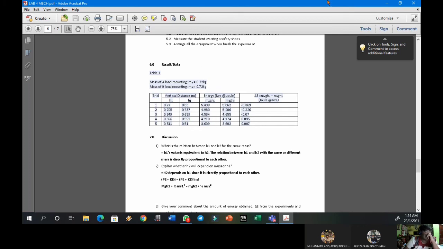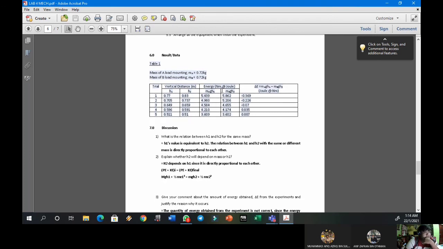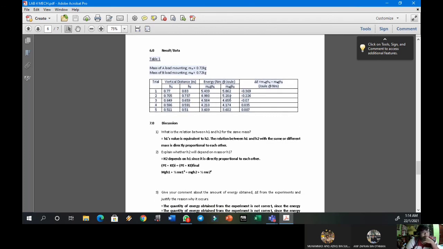6. Result data. So kita dah dapat, dia punya mass A dengan mass B iaitu 0.72, sama je. So ni contoh bila kita dah buat eksperimen tu, kita dah dapat nilai, kita masukkan saja nilai dia untuk kira H1 dengan H2.